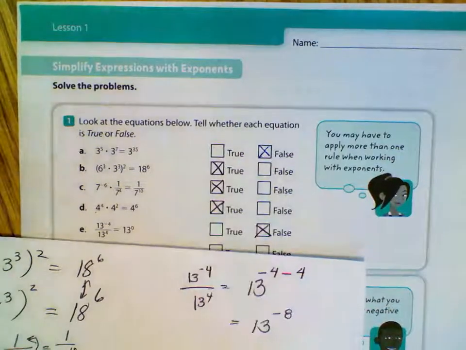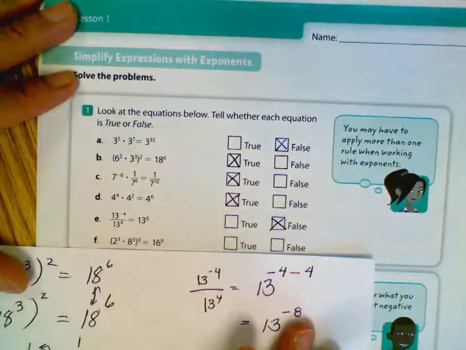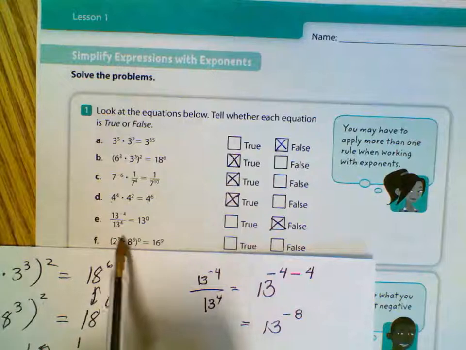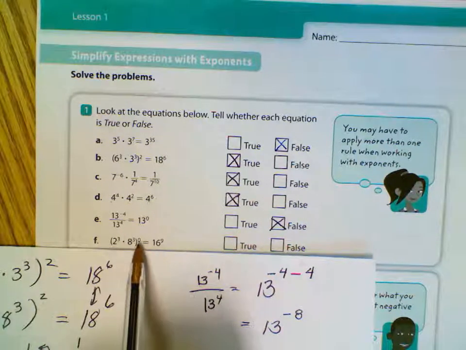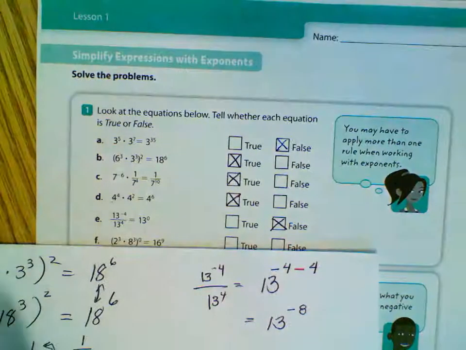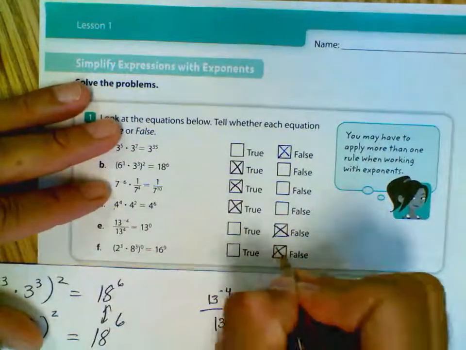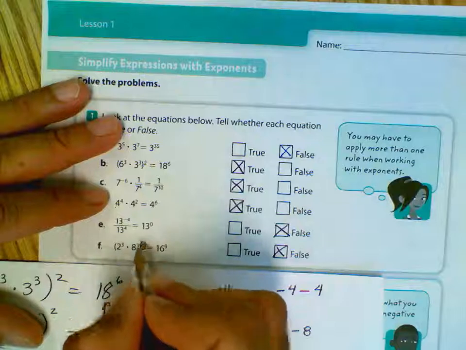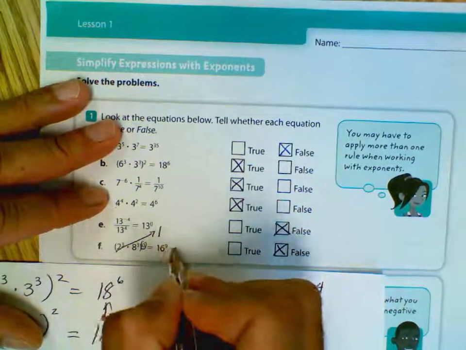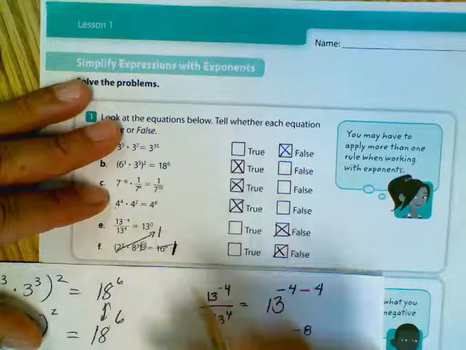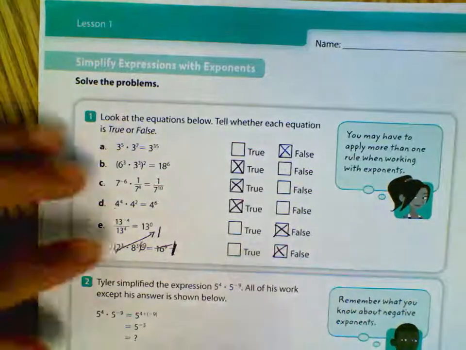And then I have F. It doesn't matter what you have inside the parentheses. If it's to the 0 power, everything goes to 1. So this is false. Since you saw that 0 there, everything is 1. So this one should be 1. Okay? That will be 1.